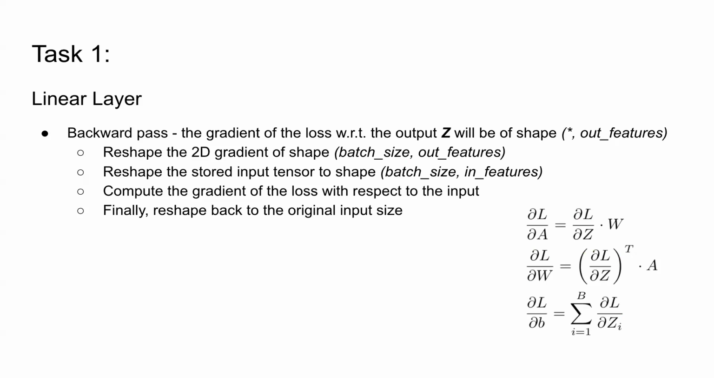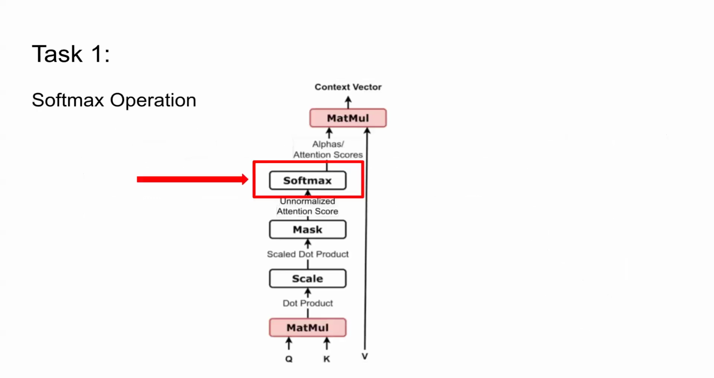And then we'll calculate the gradients as mentioned in the equations. For example, if you want to calculate the gradients of loss with respect to inputs, we just need to multiply the gradients of loss with respect to output with weights. And this will be same for the weights and bias. And once we do that, since the input is of arbitrary dimension, we also need to reshape the gradients to also the same dimensions. So we need to reshape back to the original input size.